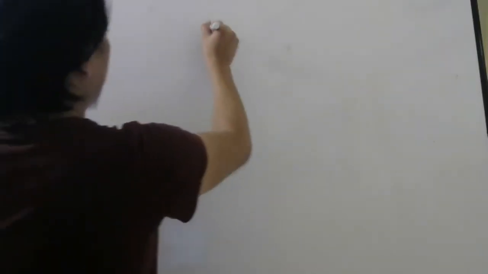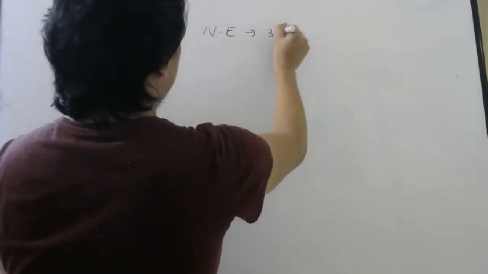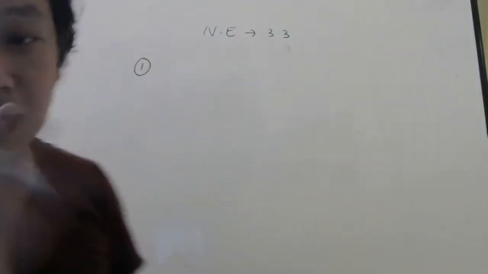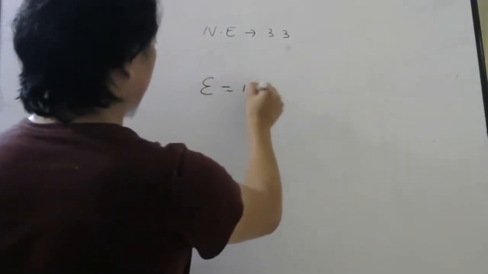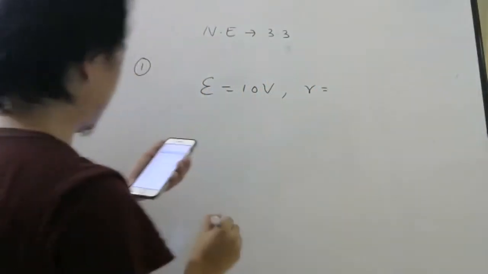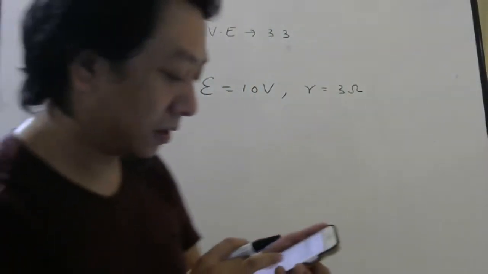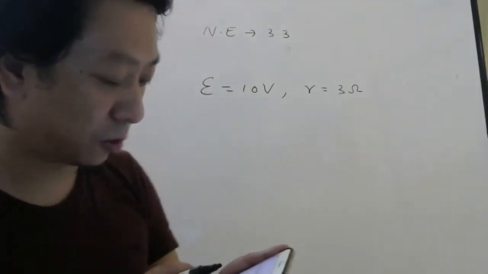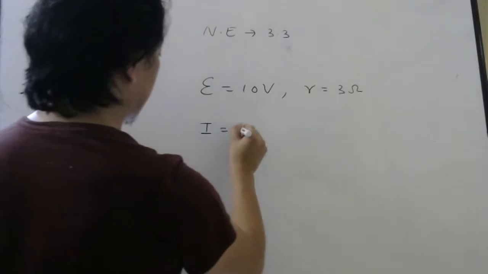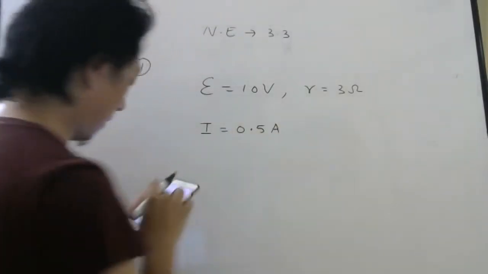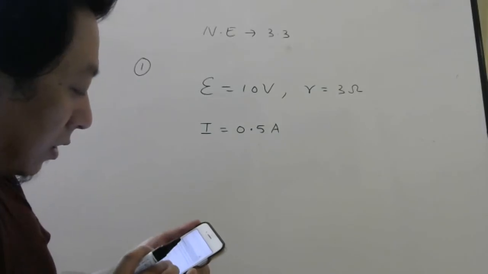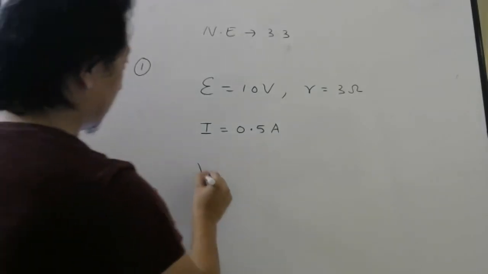Okay, see question number 1, numerical exercise 3.3. Question number 1. Listen carefully. A battery of EMF 10 volt, internal resistance 3 ohm, is connected to a resistor. If the current in the circuit is 0.5 ampere, what is the terminal voltage of the battery? Terminal voltage they want.